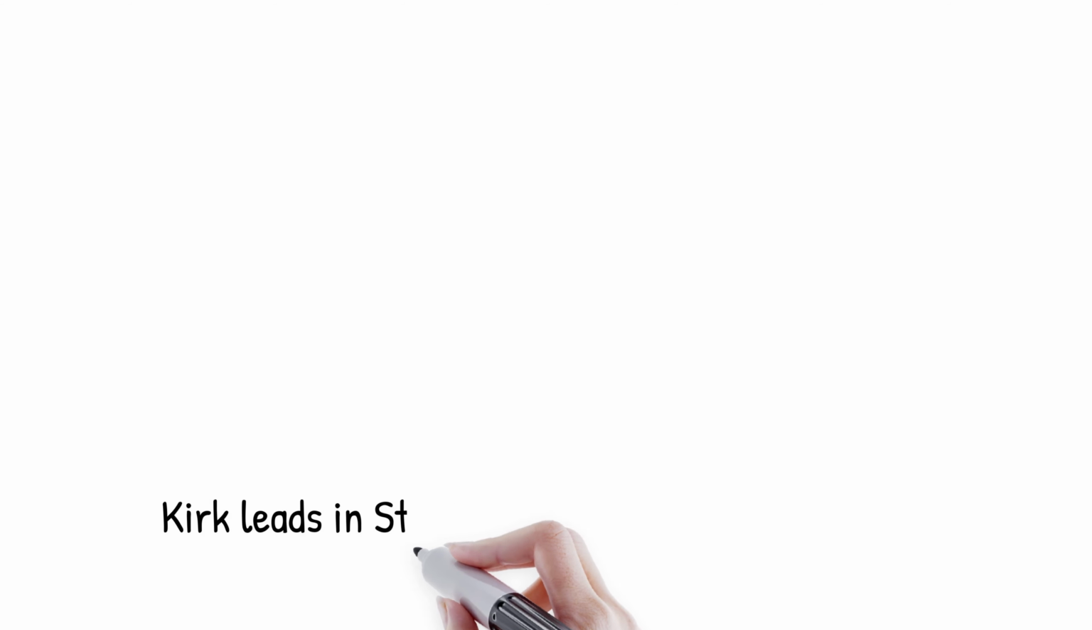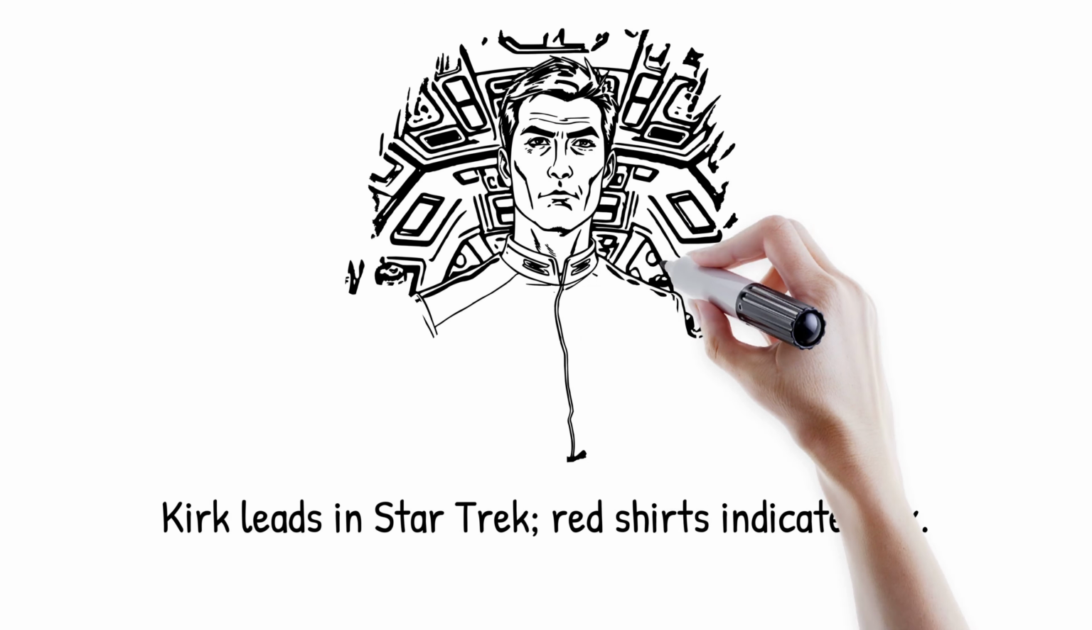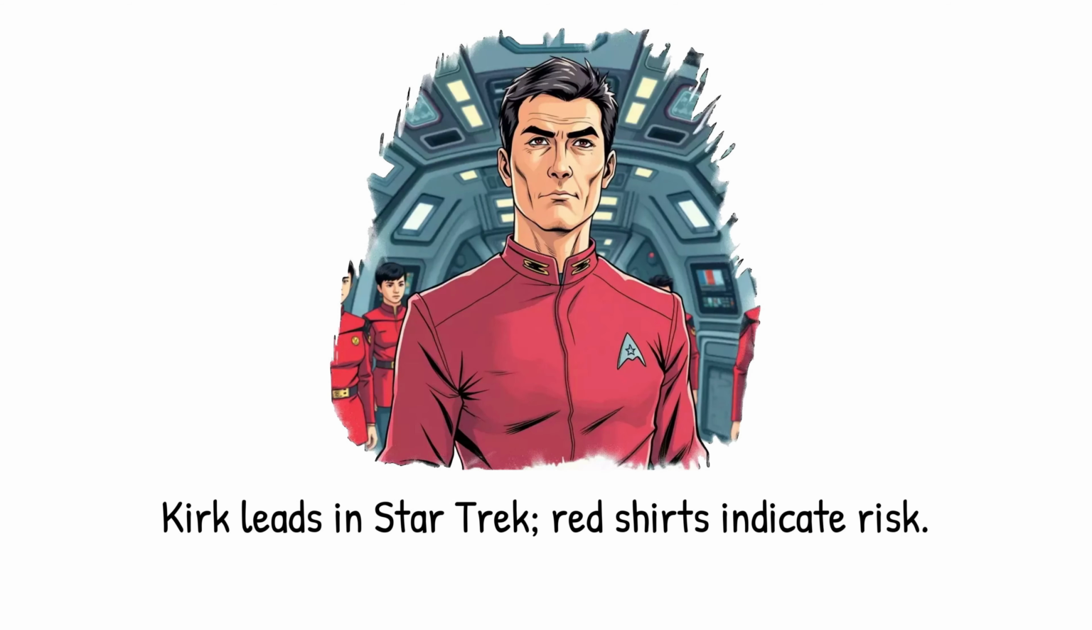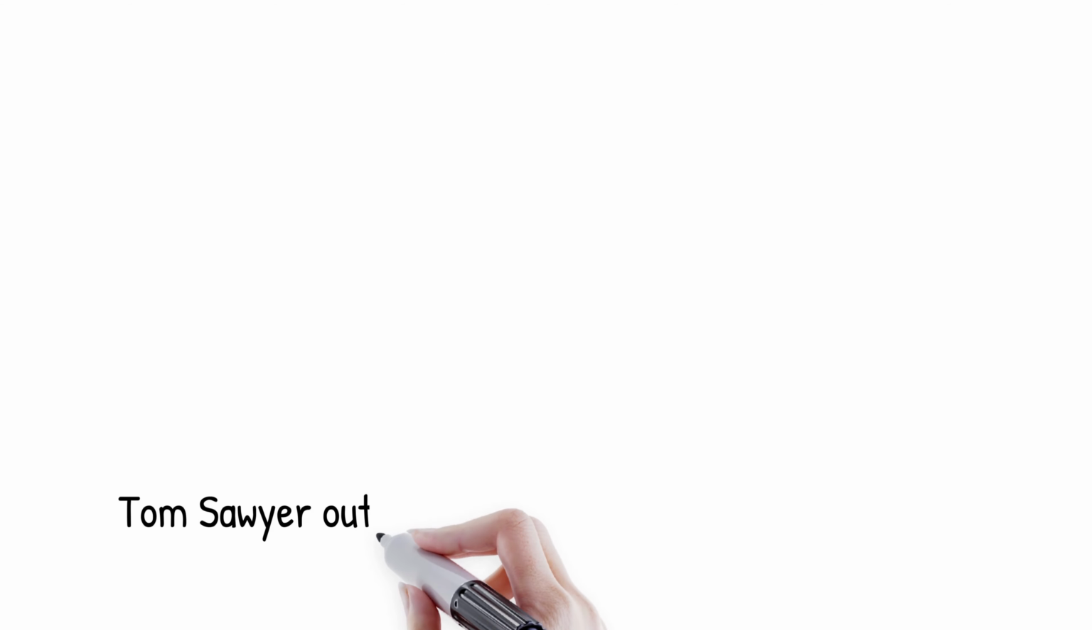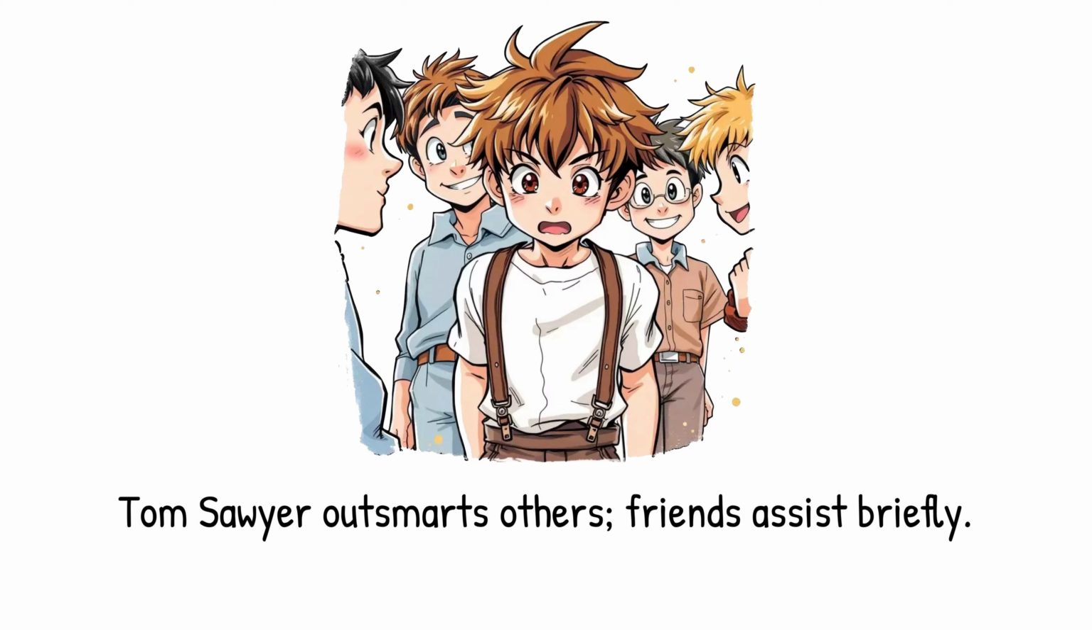In Star Trek, major characters like Kirk lead with authority, while minor characters, the red shirts, fulfill a narrative function to indicate risk, exiting swiftly with a brief line like, "I'll check ahead." In The Adventures of Tom Sawyer, Tom is a major character with a character purpose to outsmart others, while his friends are minor characters with a fleeting narrative function to assist, then fade.